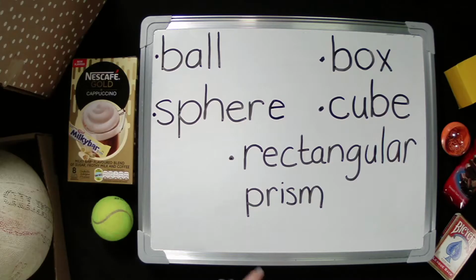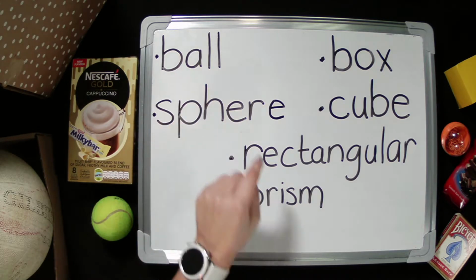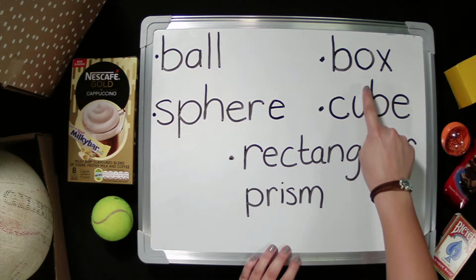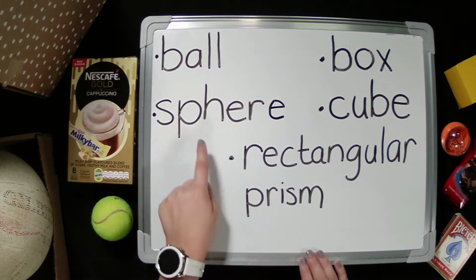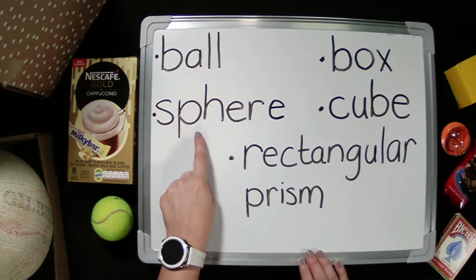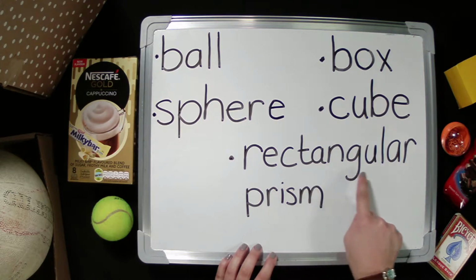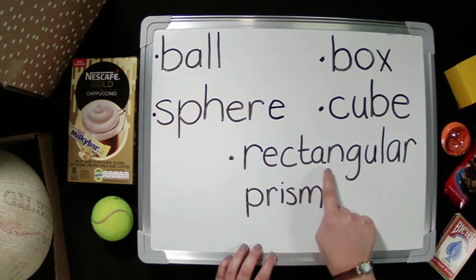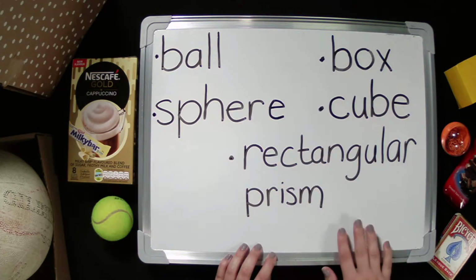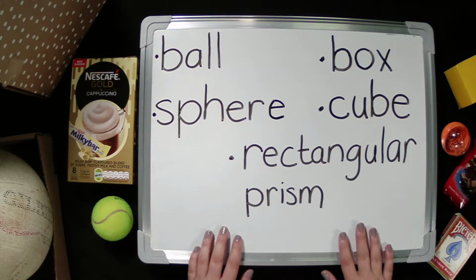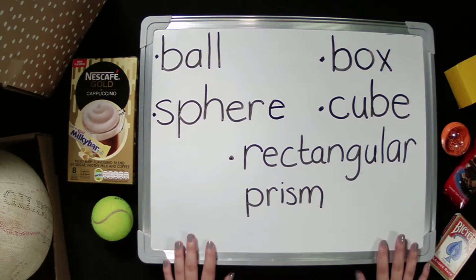For today's lesson, we've got some new vocabulary words. So let's have a look at those now. The first word is ball. Say it with me. Ball. Box. Box. Sphere. Sphere. Cube. Cube. Rectangular prism. Rectangular prism. These words are all words that we can use to describe different 3D objects.